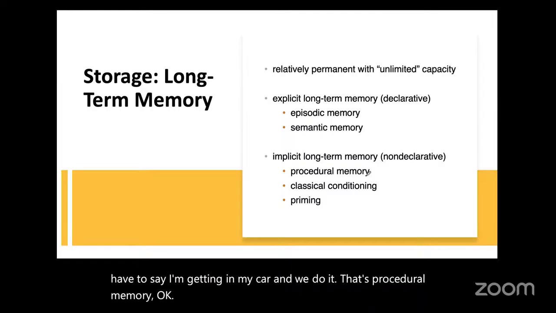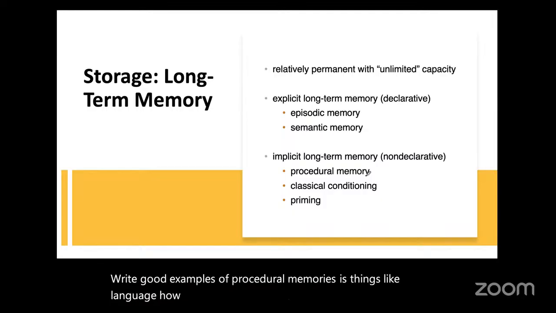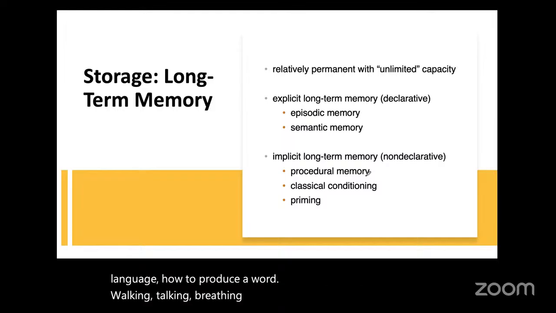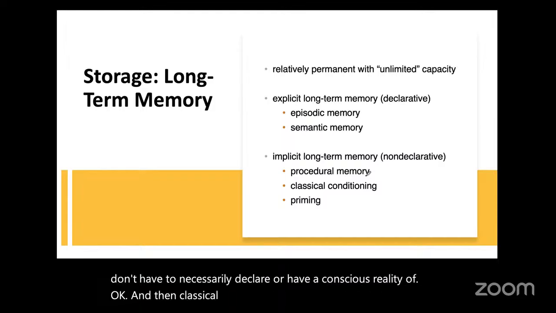Good examples of procedural memories are things like language, how to produce a word, walking, talking, breathing, all of those things that you don't have to necessarily declare or have a conscious awareness of. And then classical conditioning, that associative learning.